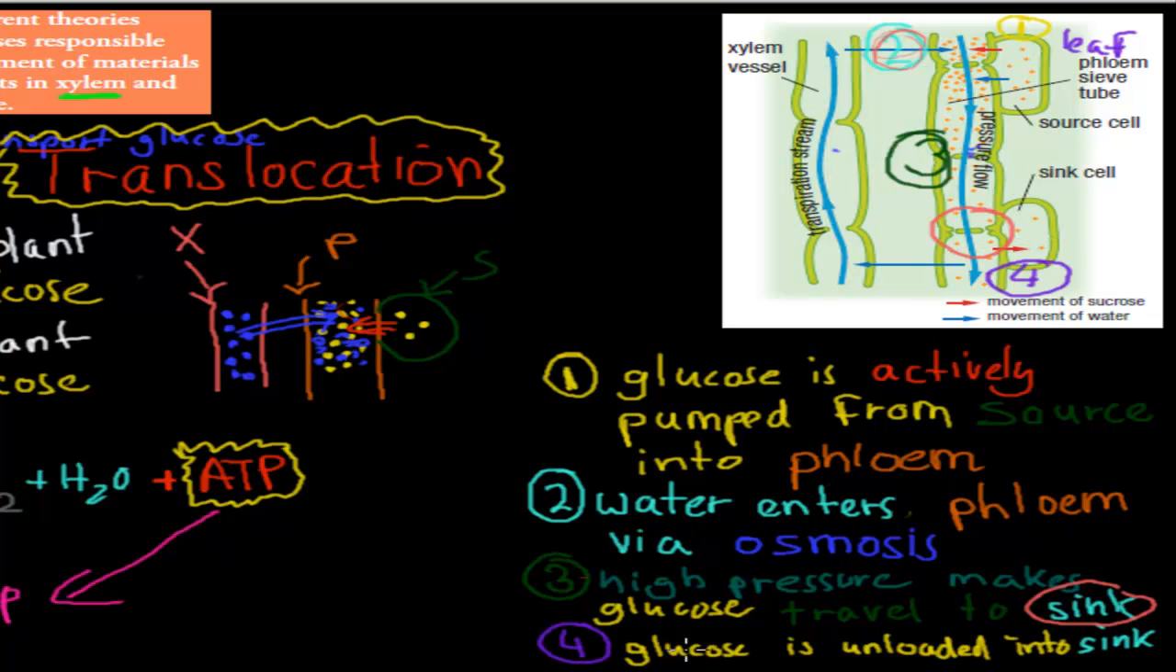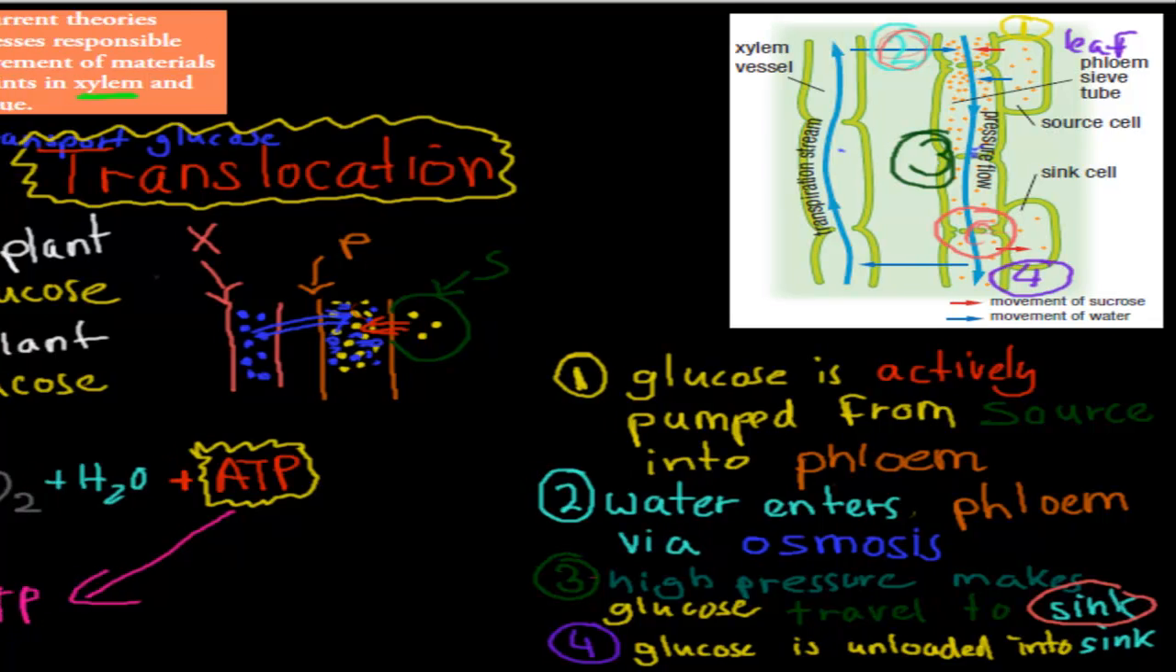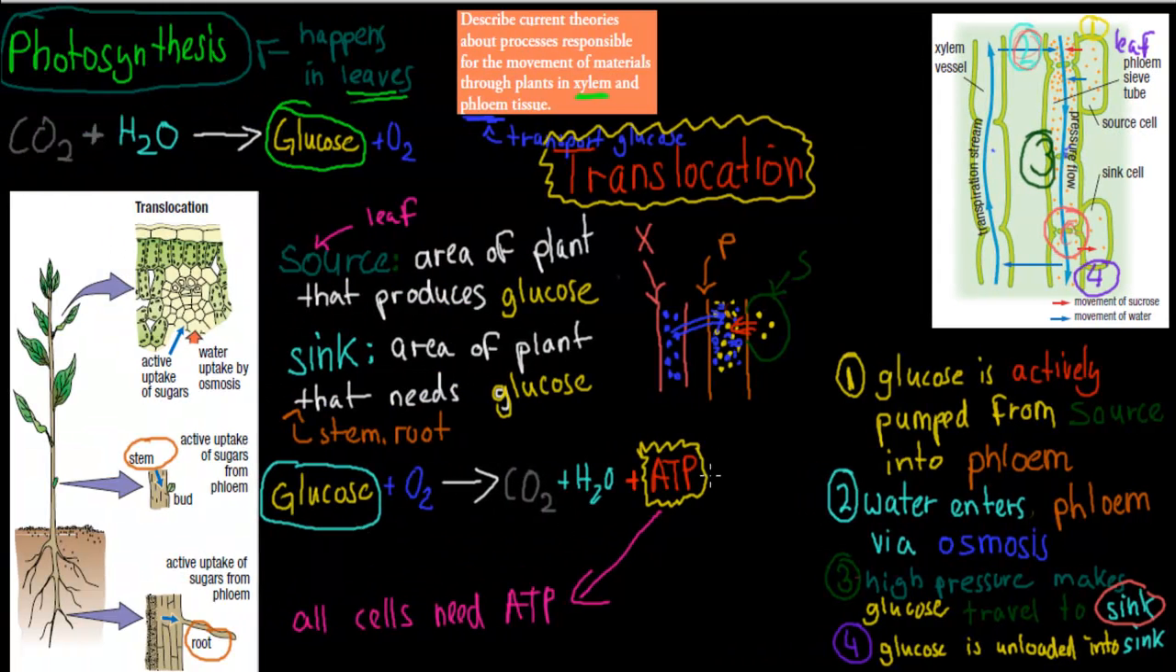So the fourth step, the last step, was glucose is unloaded into sink cells. So now we actually get our glucose from here, from the phloem tube, into our sink cell. And now our sink cell also has glucose, and that means that it can perform cellular respiration as well. So remember, all cells need to have glucose to produce energy.